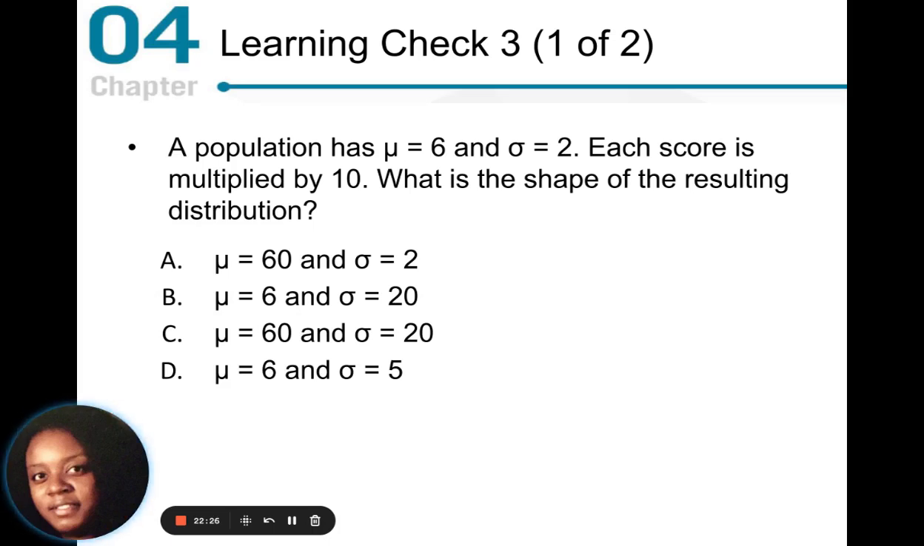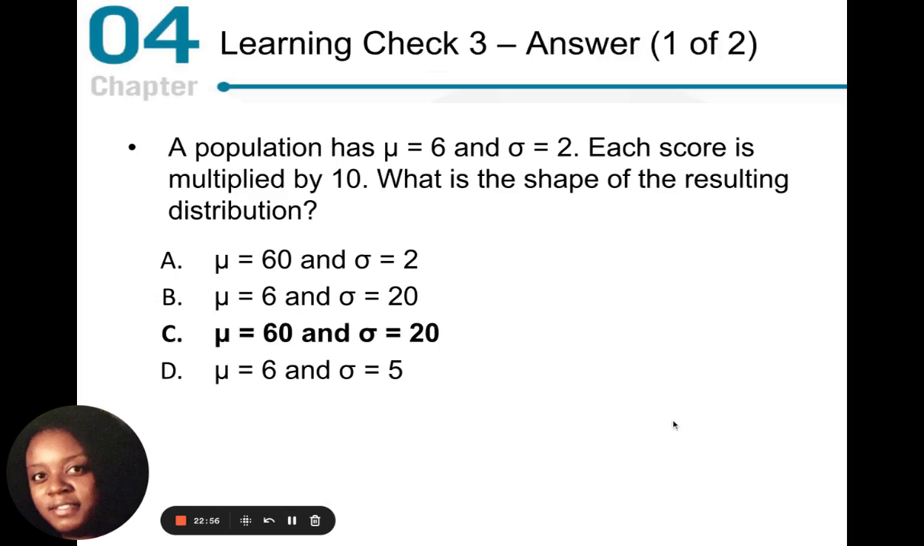So let's go ahead and do another learning check. A population has a mean of 6 and a standard deviation of 2. Each score is multiplied by 10. What is the shape of the resulting distribution? I'm going to give you guys a few moments to think of which answer might be correct out of A, B, C, and D. And that correct answer is indeed C.